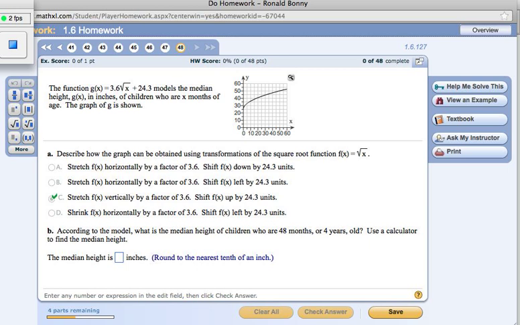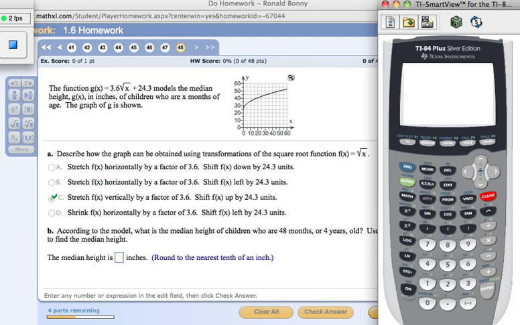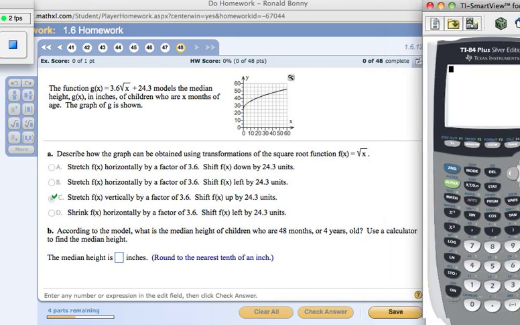Now, the 3.6 does affect the graph also, and how it affects it is by vertically stretching it by a factor of 3.6. However, we knew that C was the only answer choice because that was the only one that offered us an answer of the graph moving up 24.3 units. All right, let me get the calculator back up here for this second part.